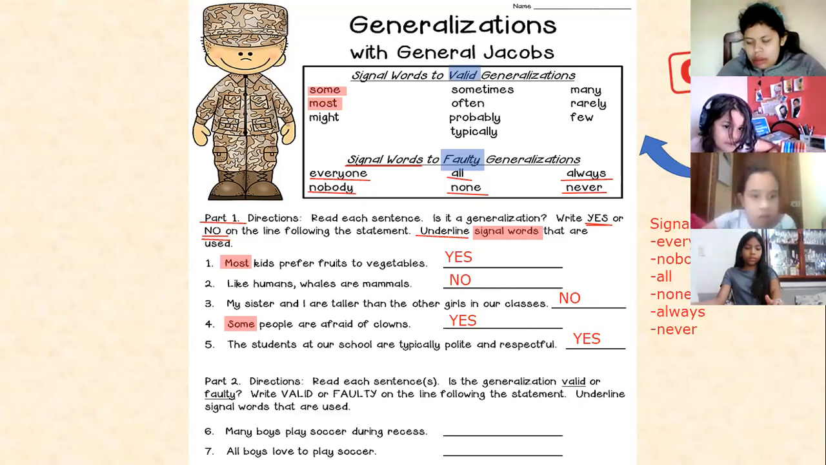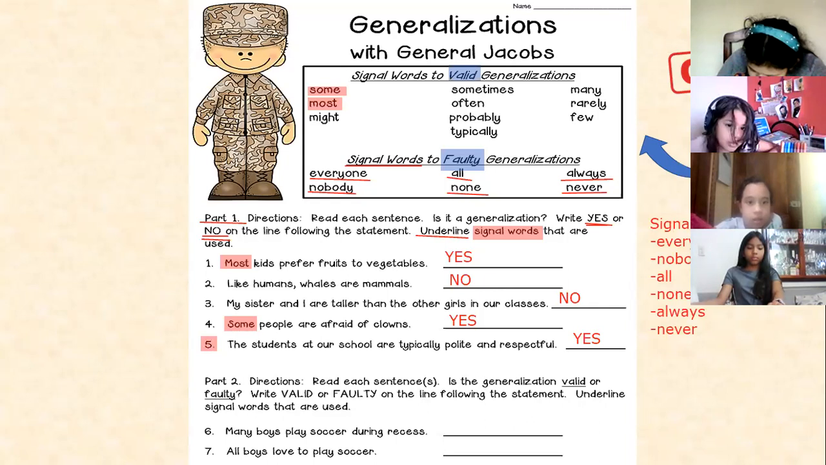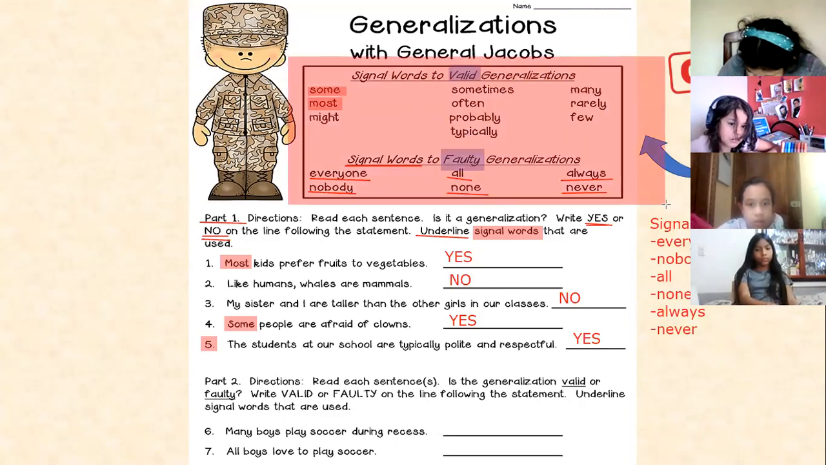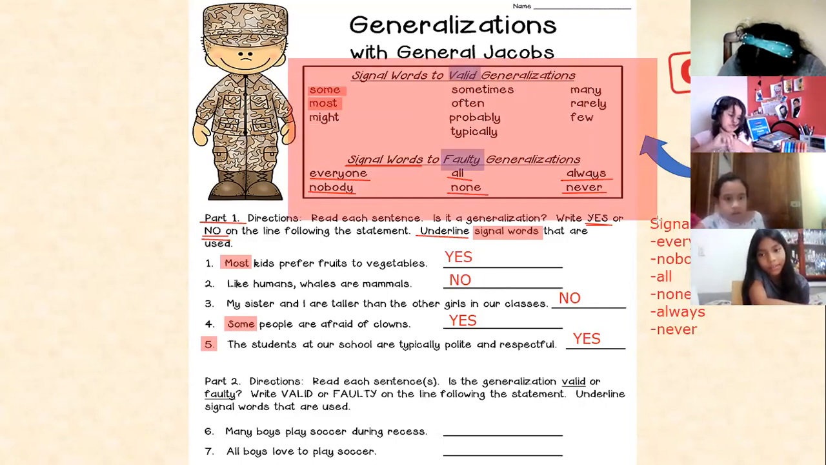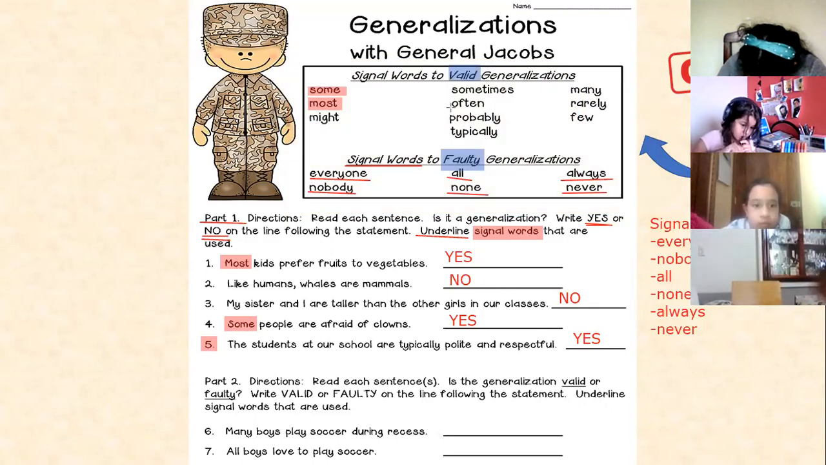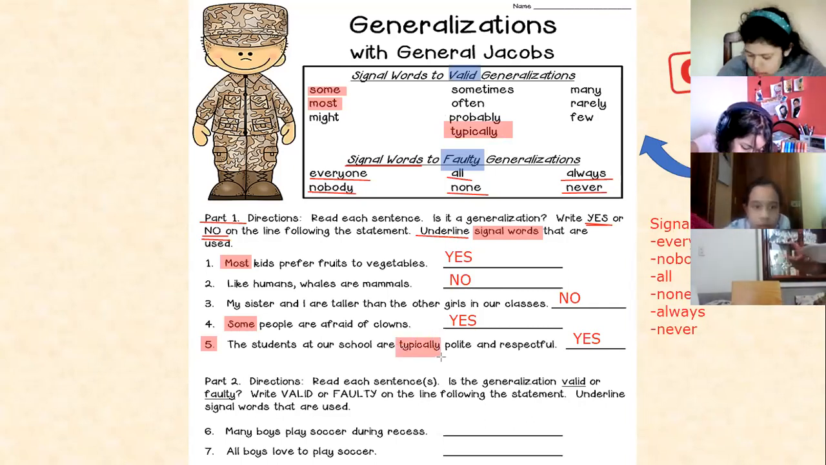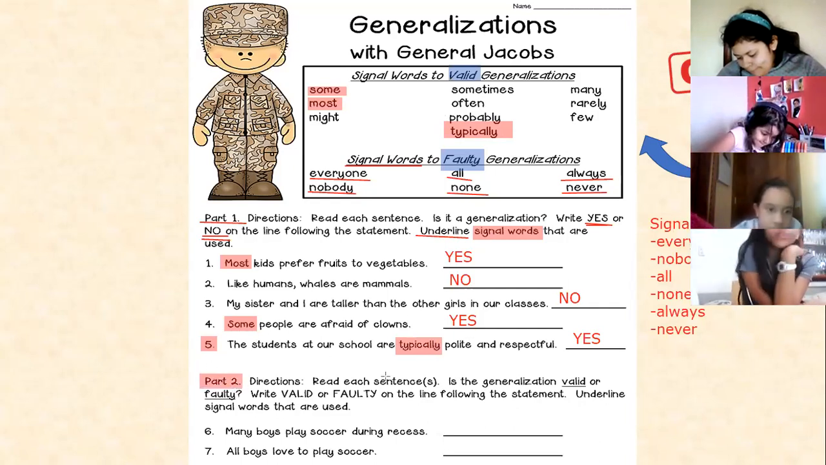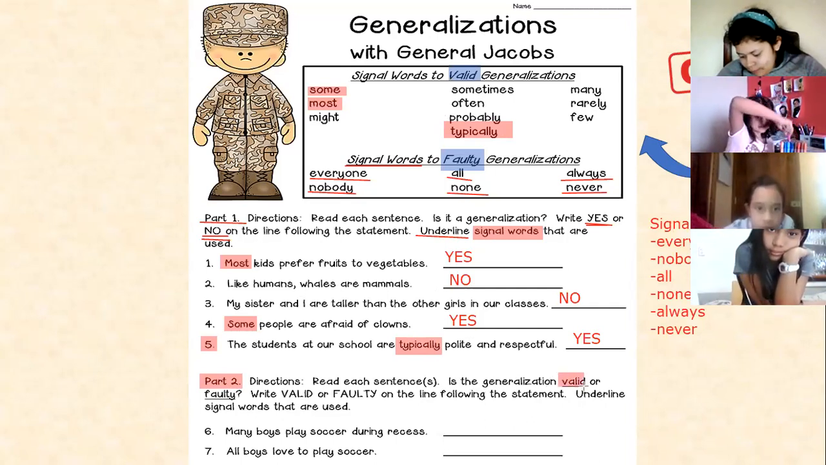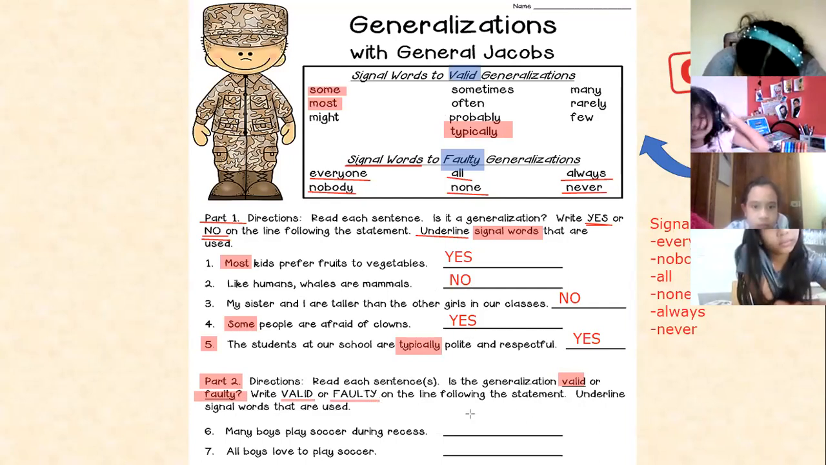I am in the number five. Our school are typically polite and respectful. But what is the signal word? You have the signal words here in the list. Typically. You only have to read, but you don't like to read. The words are here. Part two: read the sentences. Is the generalization valid or faulty? That's what we have to write on the following line.